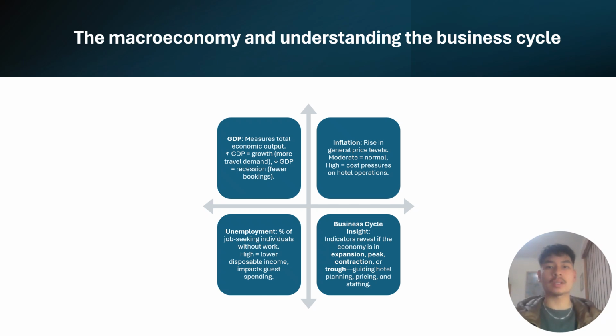So let's begin with the broader economic context, the macroeconomy and the business cycle. All businesses, including ours, are inherently tied to the economic cycle. During expansions, we see rising incomes, increasing customer confidence, and greater demand for travel and leisure services, all of which benefit the hotel industry. But during downturns or recessions, discretionary spending shrinks. So that means there's fewer tourists, reduced bookings, and tightening margins.